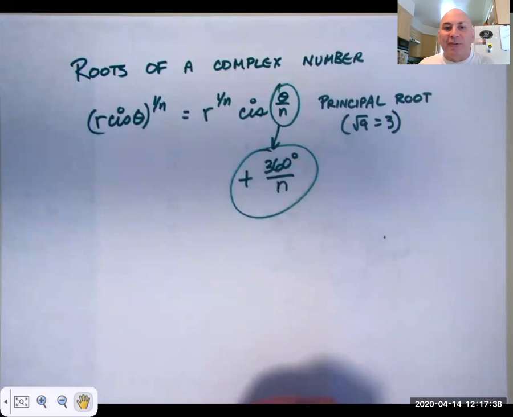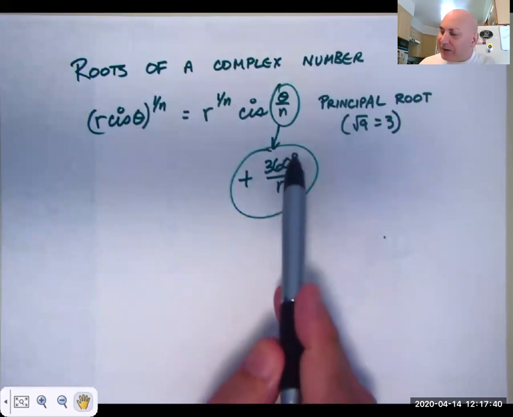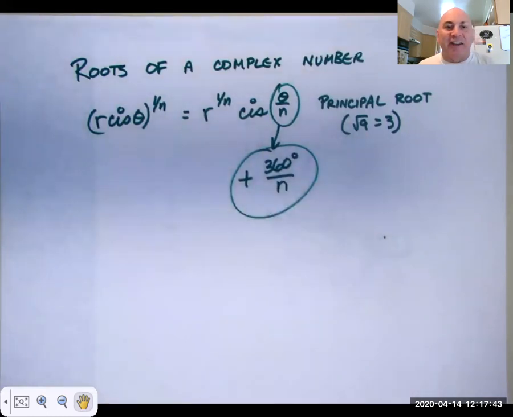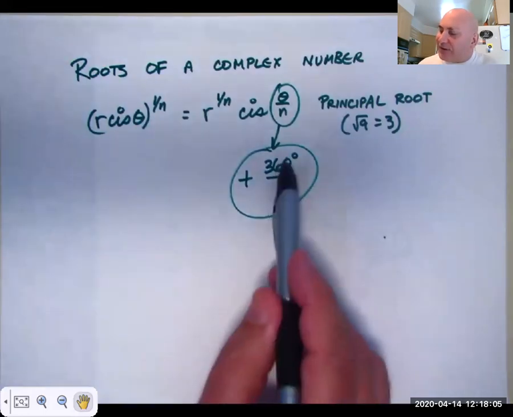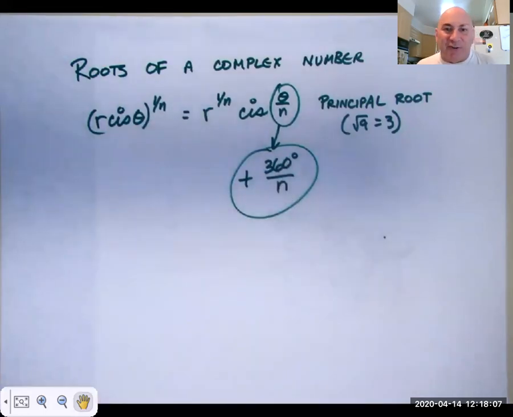If you have four roots, you're gonna keep adding 360 over 4, or 90 degrees to your principal root. So you're gonna start with your principal root and then go plus 90, plus 90, plus 90. And then when the fourth one, you'd be back to your original root. If you have five roots, you're gonna add 360 divided by 5, or 72 degrees to each of your answers.